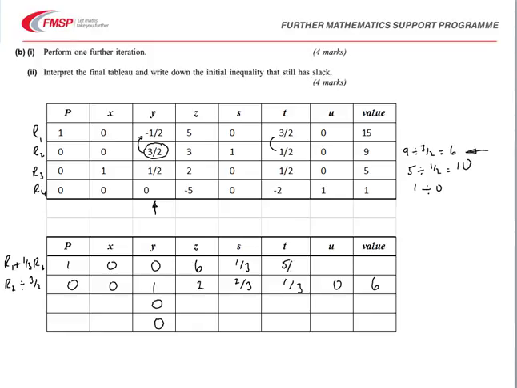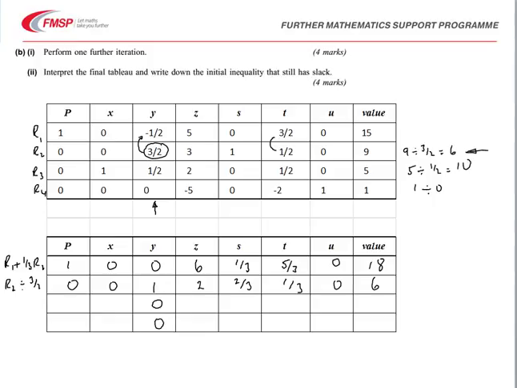A little bit of arithmetic there with fractions. Let's do that again. 1/3 of a half is 1/6. 3/2 is the same as 9/6, so that's 10/6, which cancels down to 5/3. 0 here. 1/3 of 9 is 3. 3 onto 15 gives us 18.